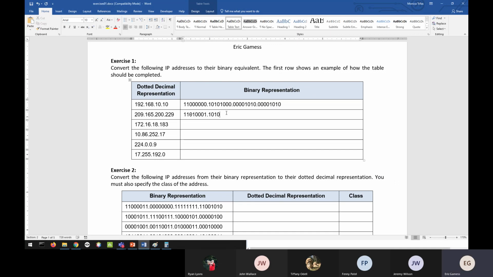1010, which is A, and 5 is 0101. Okay, so we continue like that. This is trivial. Maybe we can do this one. Can you help with this one? It's 1, 1, 1, 0, 0, 0, 0, 0. Dot 0 is what?